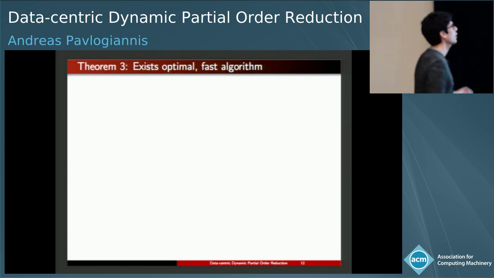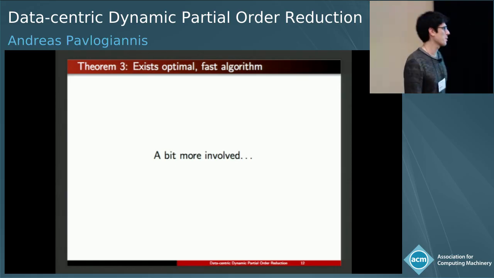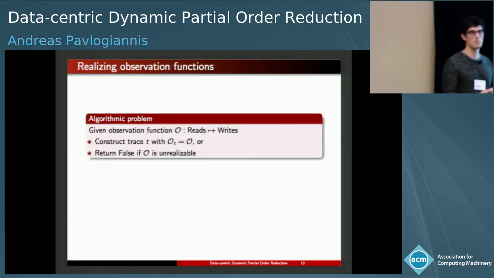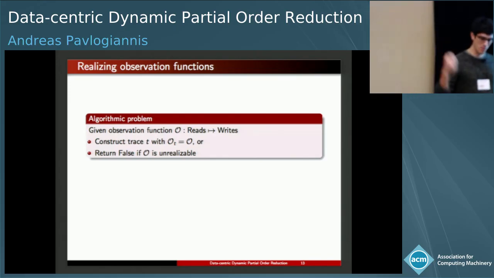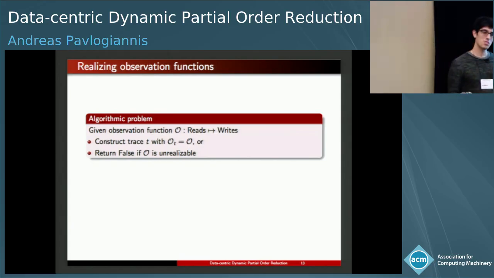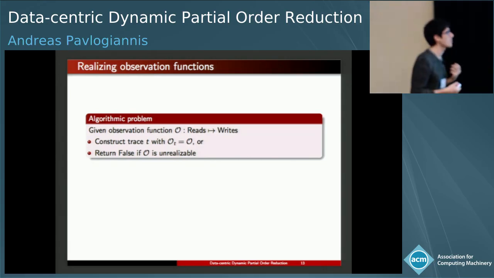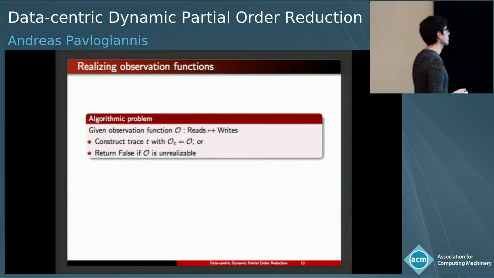So what about theorem 3? Well, this is a bit more involved. So bear with me. We'll need a few more slides. Let's change our focus for the moment, and let me draw your attention to a core algorithmic problem that arises very naturally so far, which is the following. I give you an observation function, so a map from reads to writes, and I'm asking you to construct a witness trace that realizes the observation function, or tell me that no such trace exists. That's also possible. So how fast can you solve this problem?